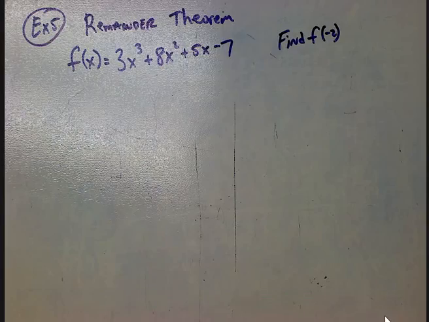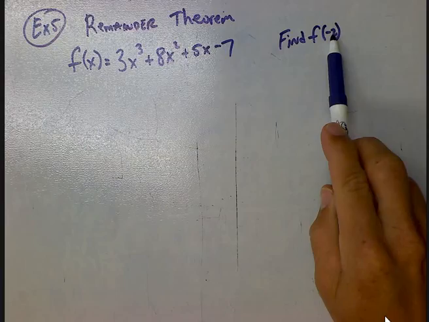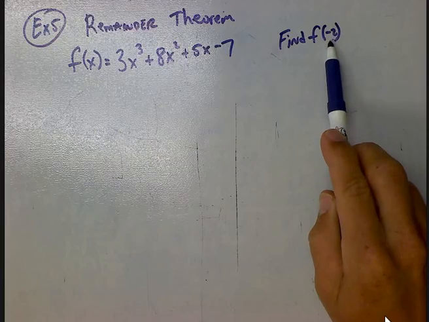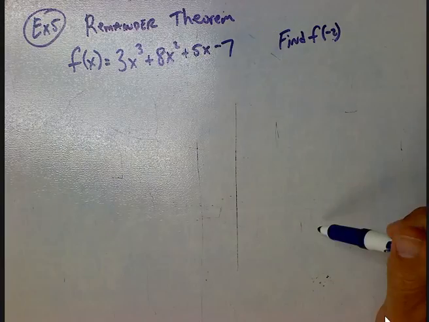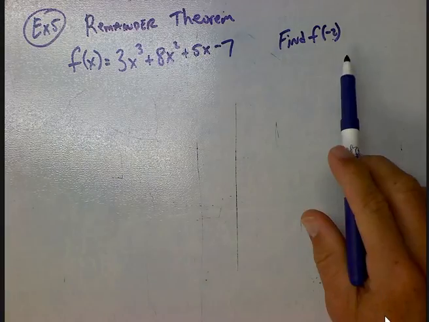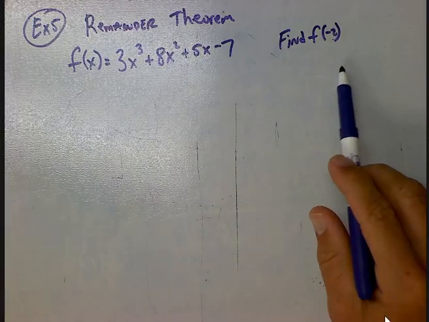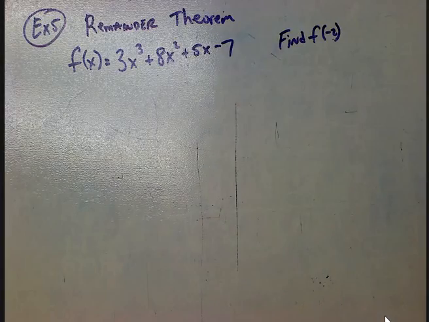This is example 5. It's the remainder theorem. What the remainder theorem says is if I do synthetic division with f at -2, so with -2 for x, the number I have left at the end is the value of f at -2. So it's really a different way to find the value of f at -2 without doing substitution.